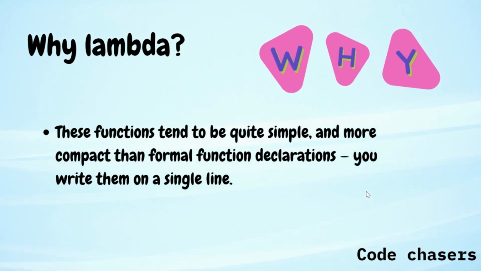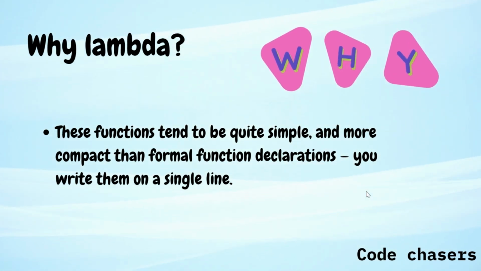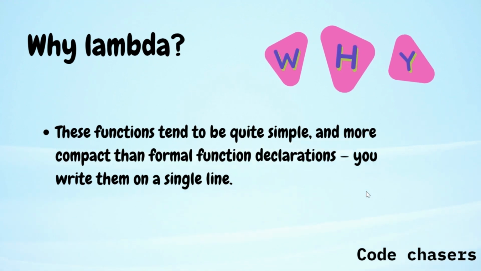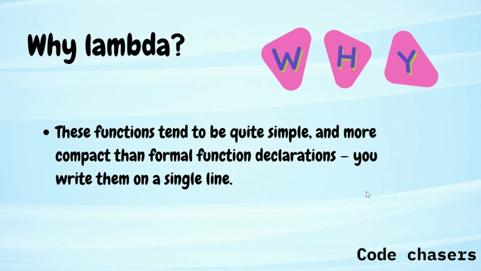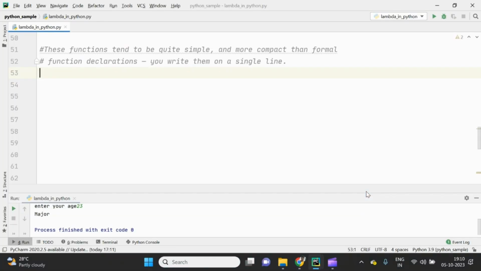While going through why lambda functions, we have seen a key point. These functions tend to be quite simple and more compact than formal function declarations. You can write them in a single line. This one we will see in our practical coding session now. Suppose we take a scenario where we need to decide whether the person is a minor or major.